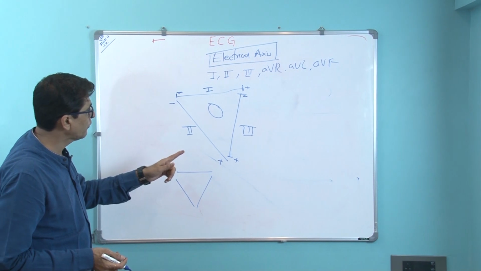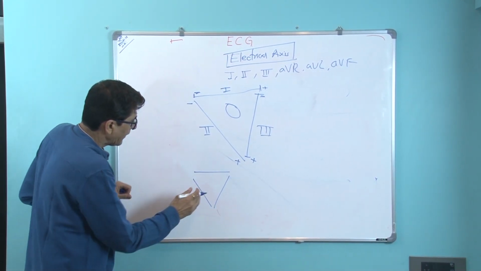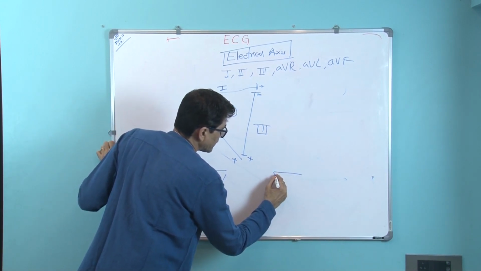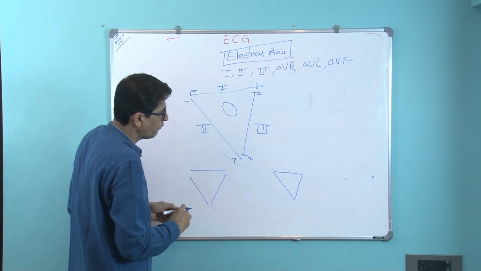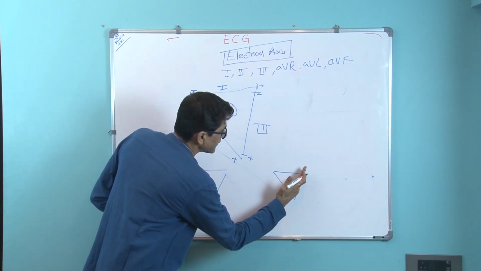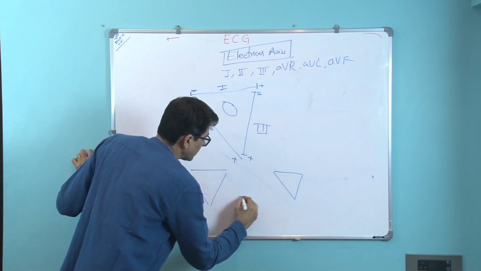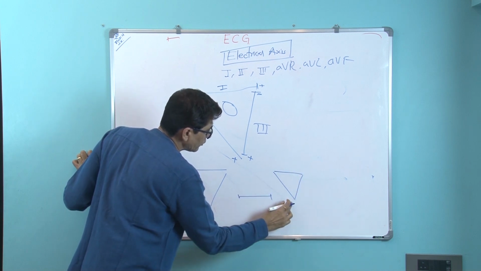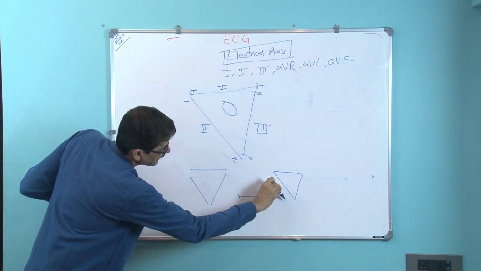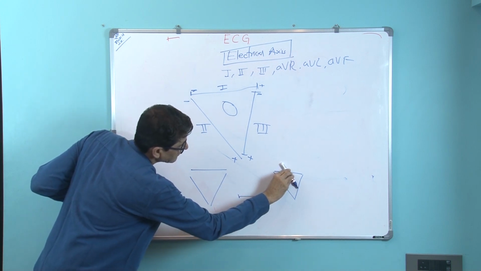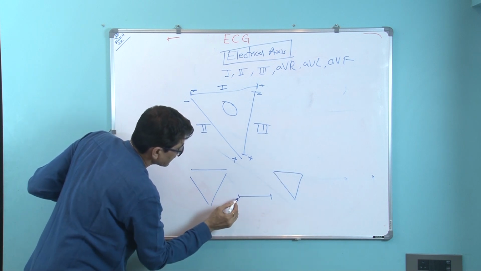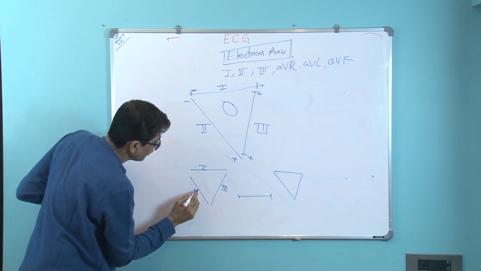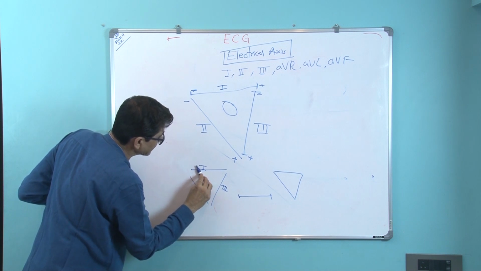Now what we will do, I am doing, suppose this is like this, this is like this, this is like this. What I will do, I will shift up. Suppose this is lead 1 and this is lead 3, and this is lead 2. So this is lead 2, I will move it like this here. This is lead 2, this is lead 1, this is lead 3. So this lead 2 I will move in the same direction like this.